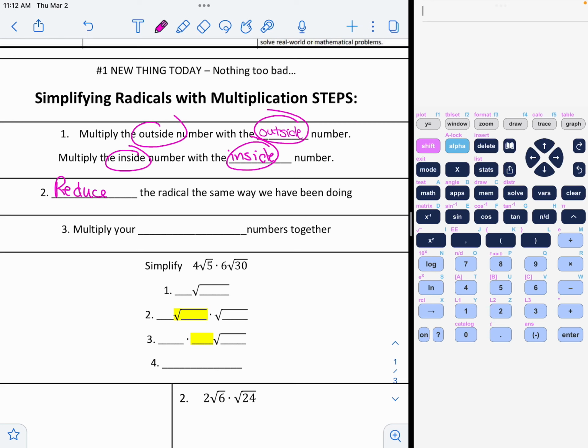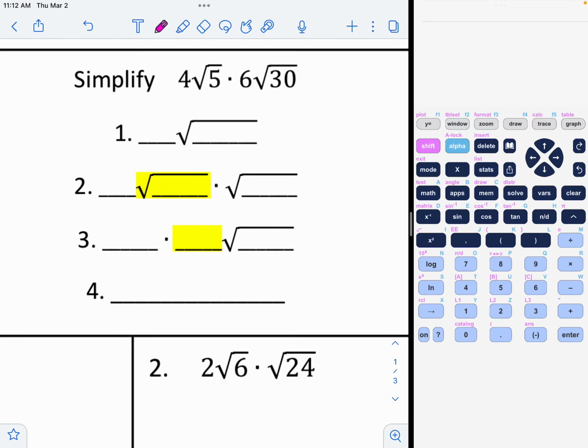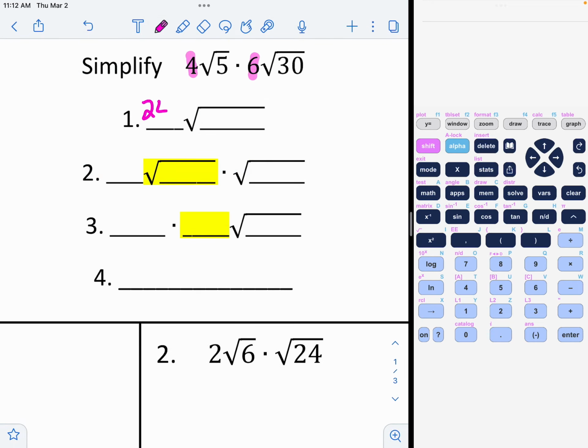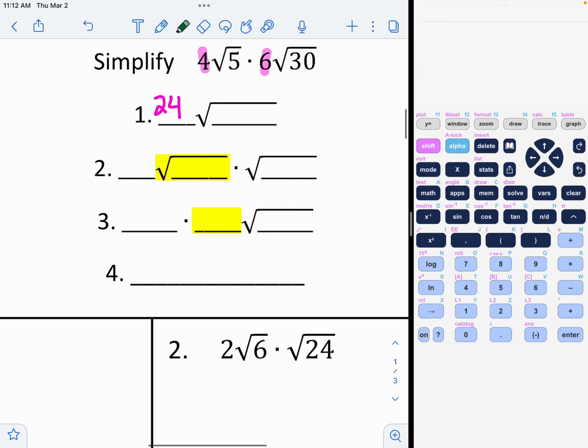And then you go ahead and reduce using your list the way that we have been doing. And if there is more than one outside number, you multiply those outside numbers together. When I say outside, I mean the coefficients. So take a look at number one. I'll highlight because color coding helps me on this. The outside 4 gets multiplied with the outside 6 to become 24. So 4 times 6. And then let's do green. We do 5 times 30.